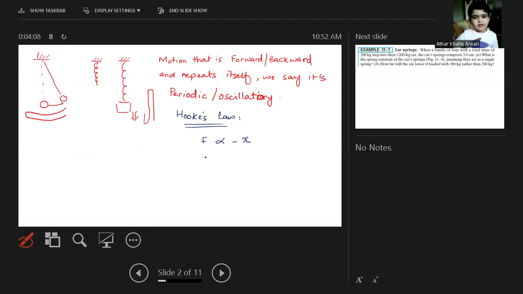So mathematically, Hooke's law is F equals negative kx. If the spring is coming back to its initial position by a force, that force is called the restoring force. The restoring force is equal but opposite to the applied force, so it has the same value but opposite direction. Here F is the applied force, x is the displacement, and k is the spring constant.